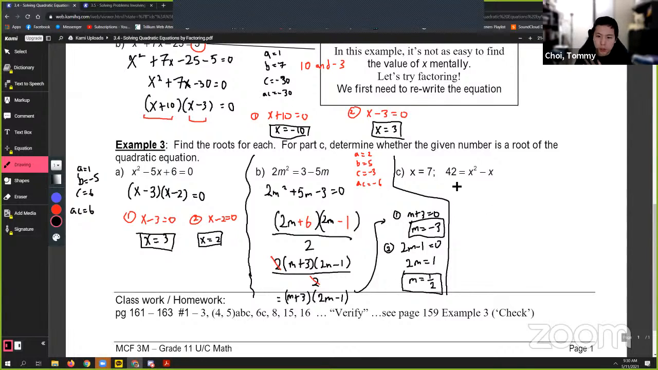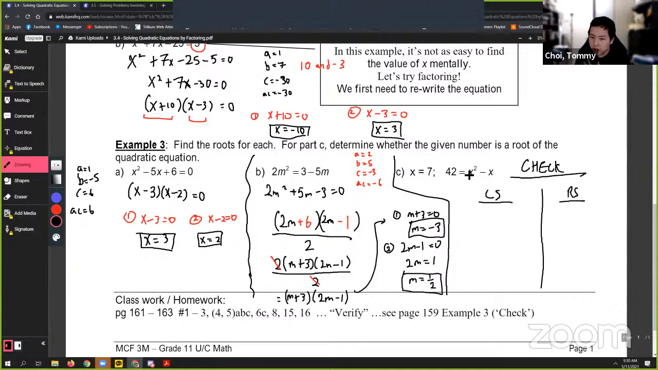The last question here was different. It says for part C, determine whether the given number is a root of the quadratic equation. So if we're finding if it's a root, it's very simple. All you have to do is do a left side, right side check. If you guys remember the left side, right side check, right?